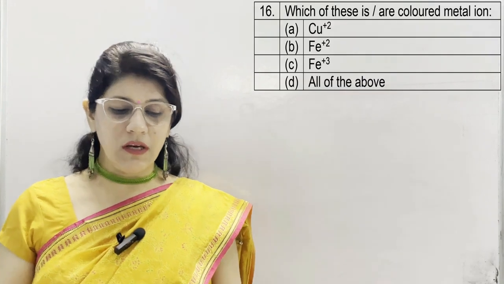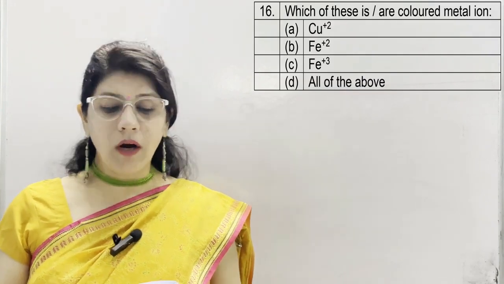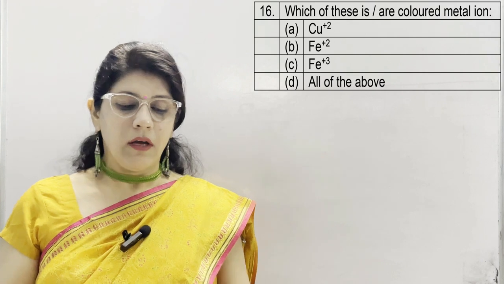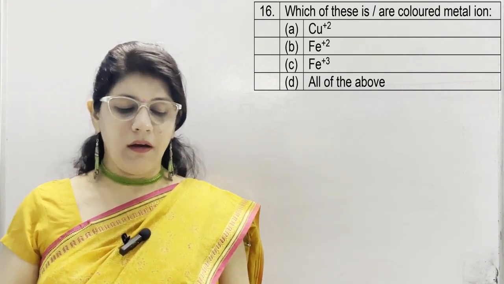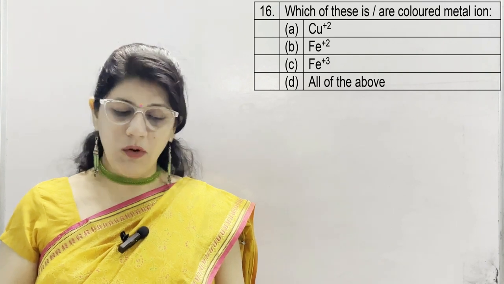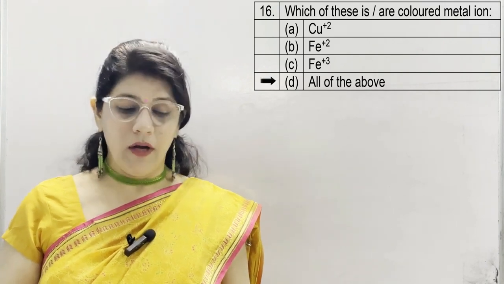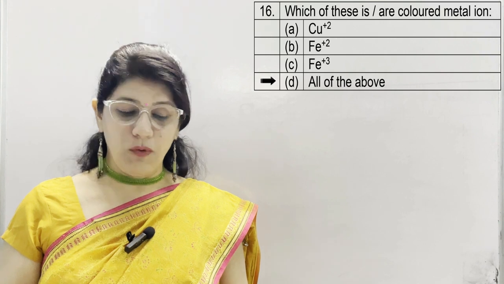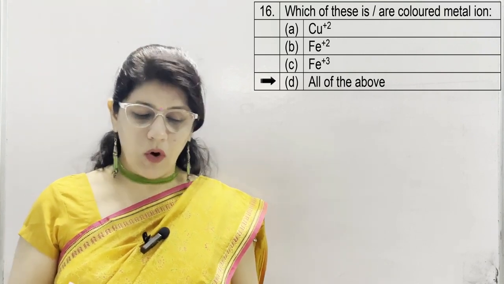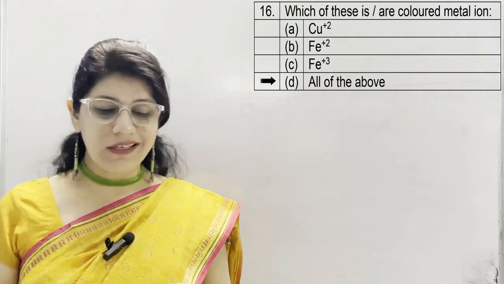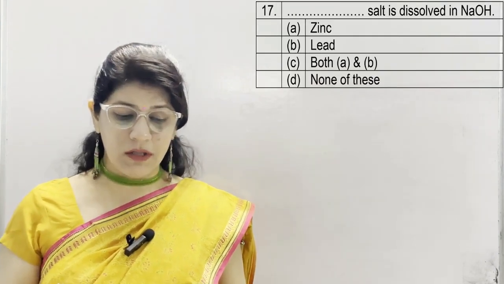In question number 16, which of these is or are colored metal ions? A option is copper, B is ferrous, C is ferric, and D all of the above. We know that all three are colored because the color of copper is blue, ferrous is light green, ferric is yellowish brown. So all of the above are colored. Correct option is D.